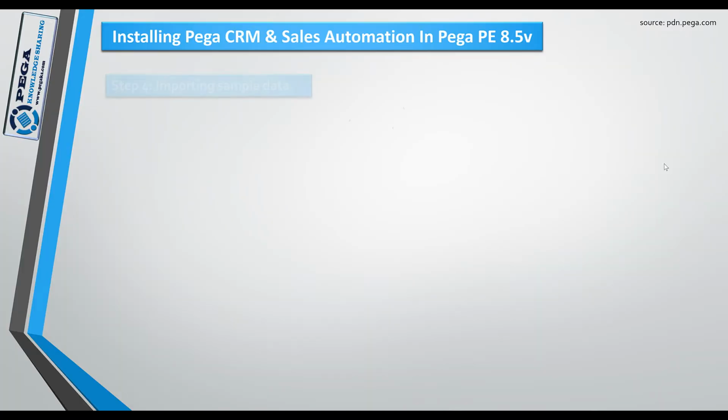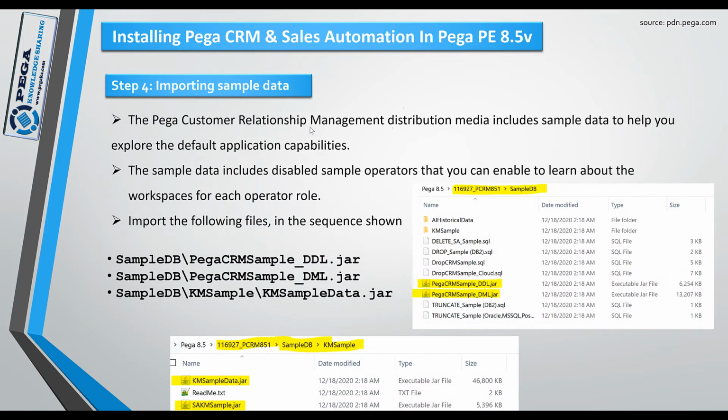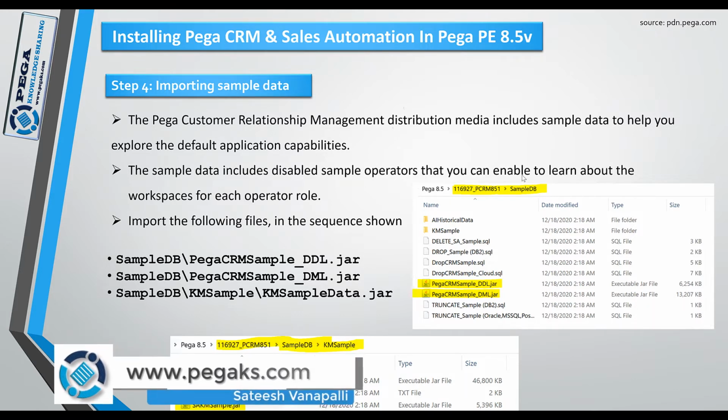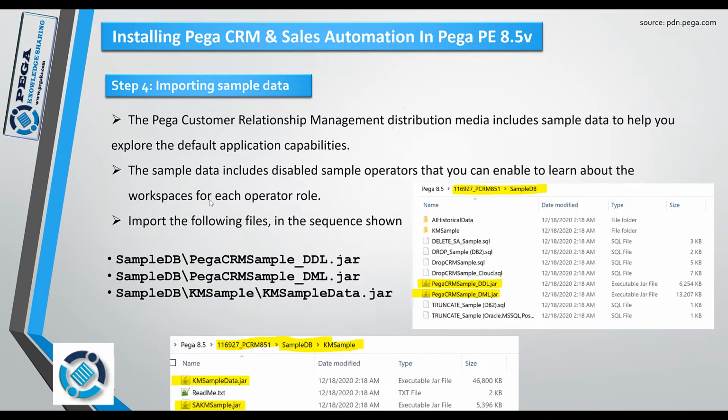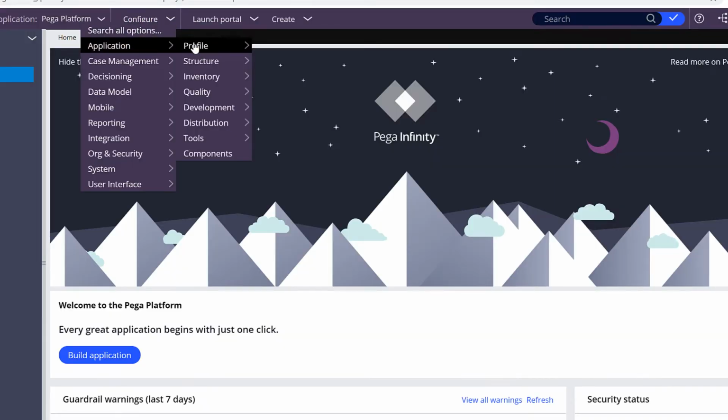Now proceed to step 4, importing sample data. The Pega Customer Relationship Management distribution media includes sample data to help you explore the default application capabilities. The sample data includes disabled sample operators that you can enable to learn about workspaces for each operator role. Import the following files in the sequence shown. Let's import this sample data. You can repeat the same steps to launch the import wizard.